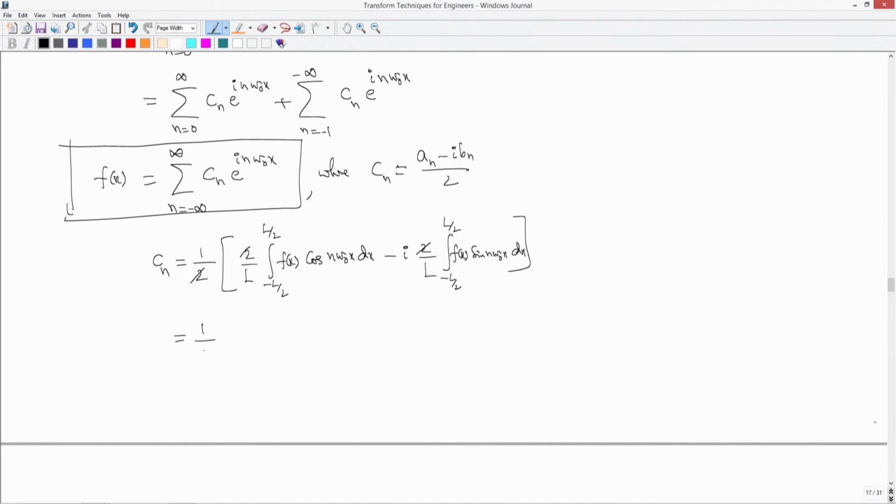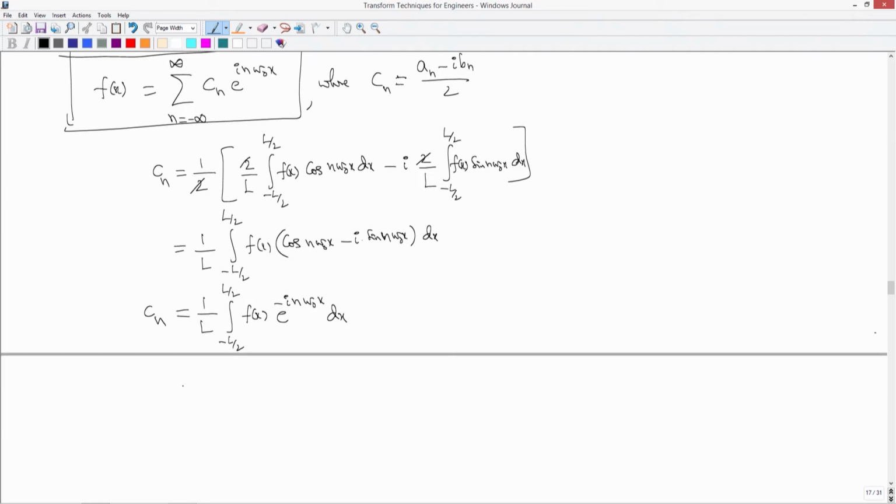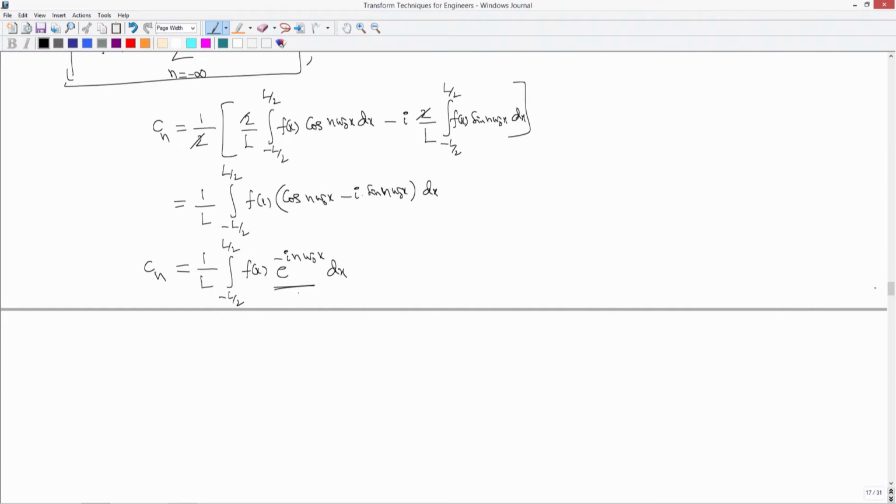that comes out, integral from minus L/2 to L/2. f(x) is common, so you can combine these two together: f(x) times (cos n omega naught x minus i sin n omega naught x) dx. This is nothing but 1/L integral from minus L/2 to L/2 of f(x), and this is nothing but e to the power minus i n omega naught x dx. So, this is my coefficient in terms of this fundamental function. Instead of writing cosines and sines separately, you put them together and write them as an exponential function.